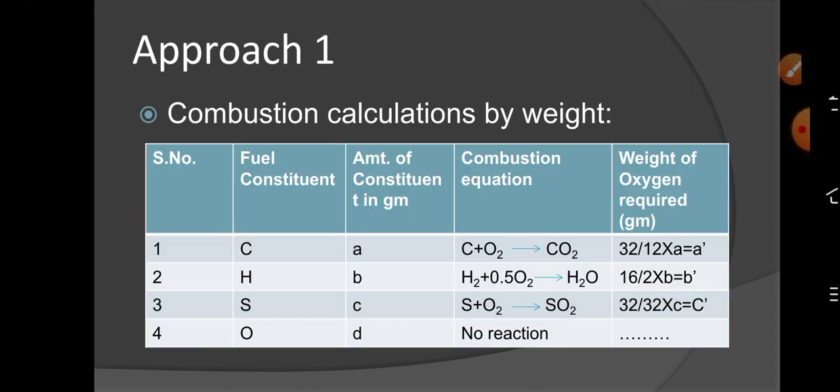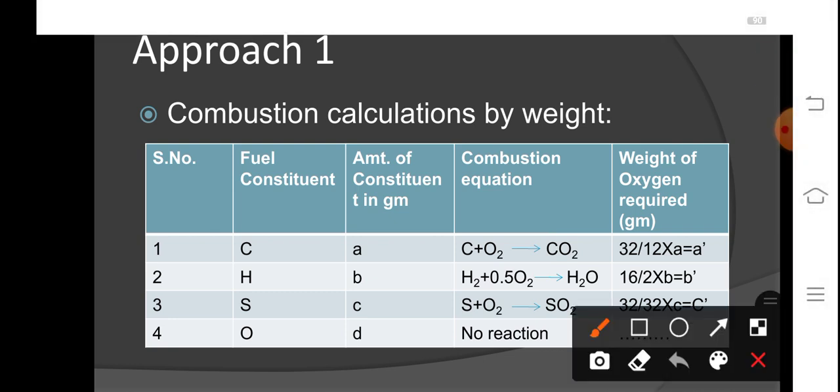So what have we done? We have taken the fuel, we have taken its amount in grams. Then we have written the combustion equations, and through the combustion equation we have calculated the weight of oxygen. From the total weight of oxygen, we have subtracted the weight of oxygen already present to get the net weight.